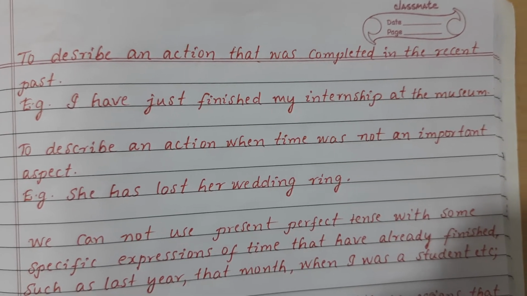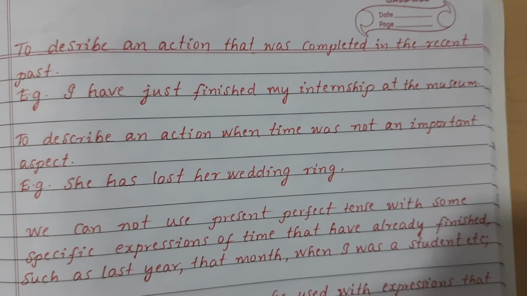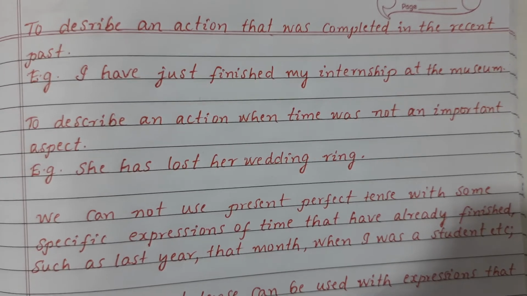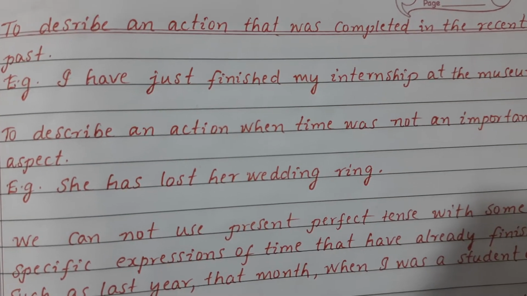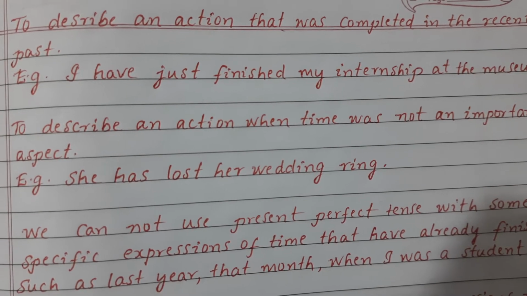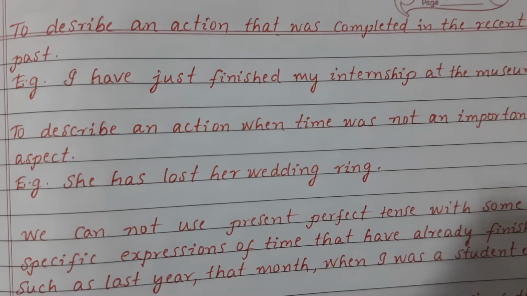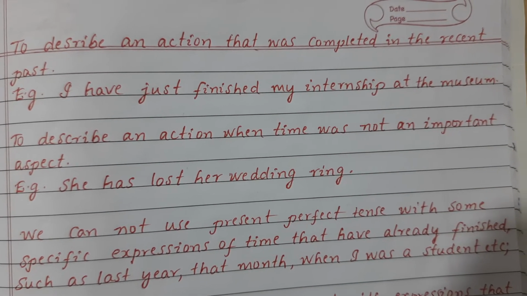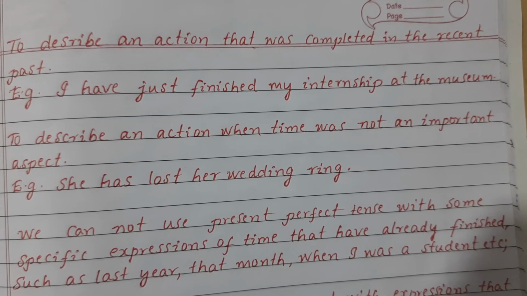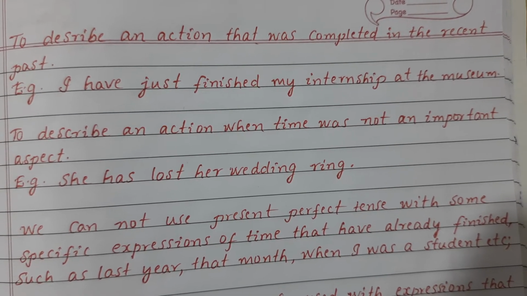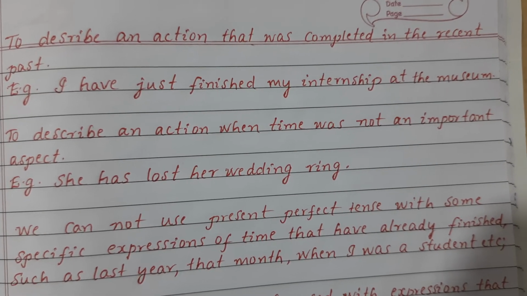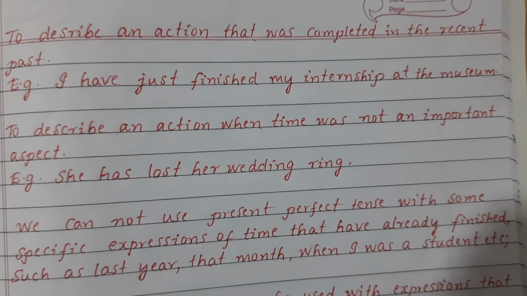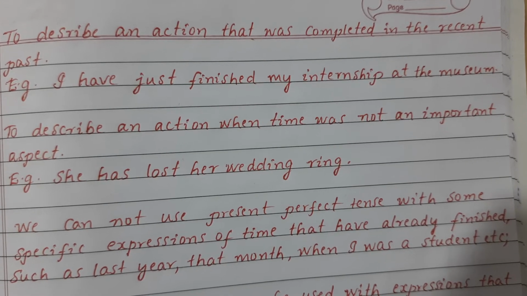To describe an action when time was not an important aspect. She has lost her wedding ring. When has she lost her wedding ring? The time is not important. What is the important matter here? She lost her wedding ring. So, to describe an action when time was not an important aspect. If time was important or losing the ring is important. Here, she lost her wedding ring. That is the important matter here, right? So, we can use present perfect tense.